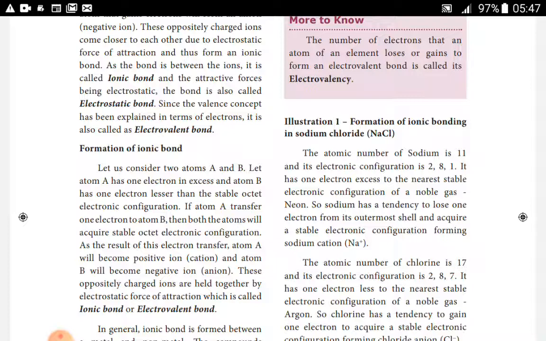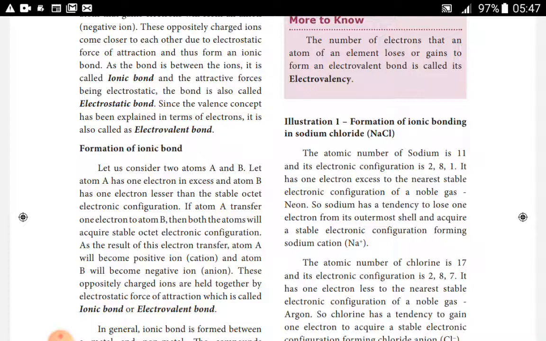First, you already learned what is called octet structure. That is the tendency of an atom having 8 electrons in the outermost shell. Octa means 8. The atoms which are having 8 electrons in their outermost shell are already stable in structure. For example, noble gases. So here atom A has 1 electron excess compared to octet structure. B has 1 electron lesser than the octet structure.